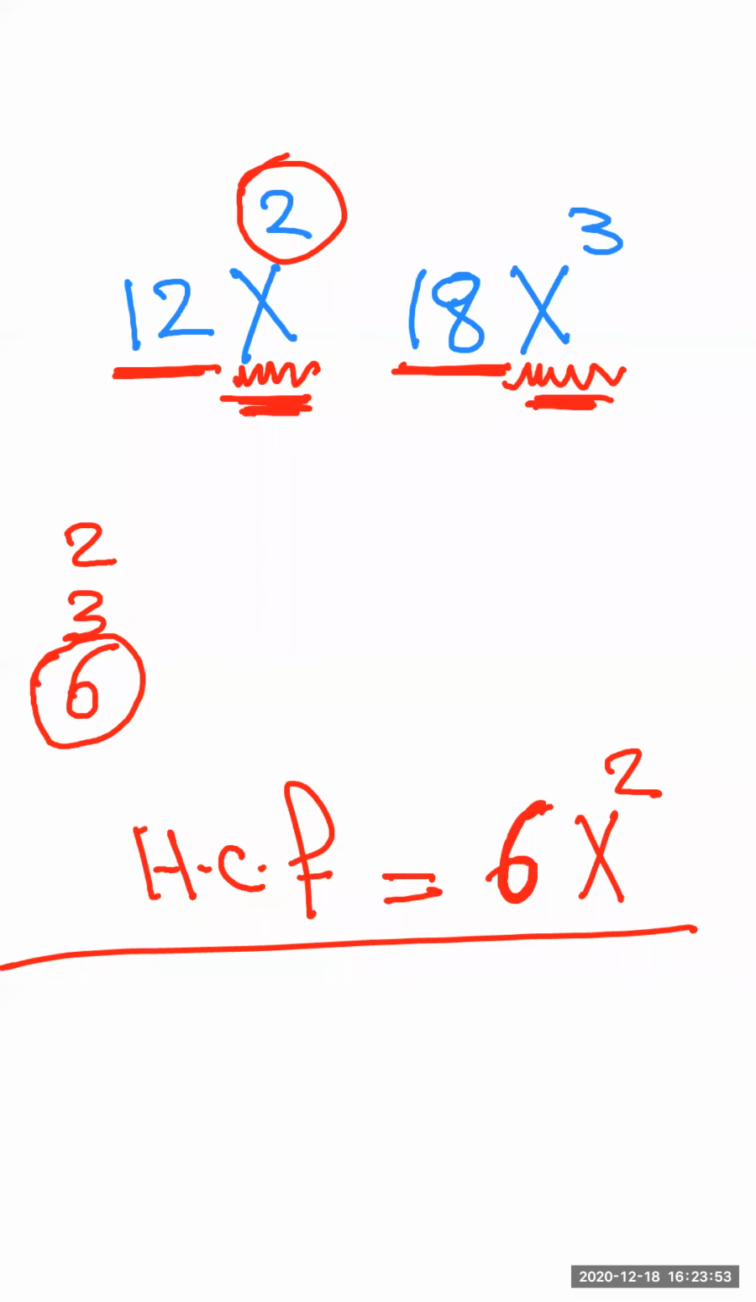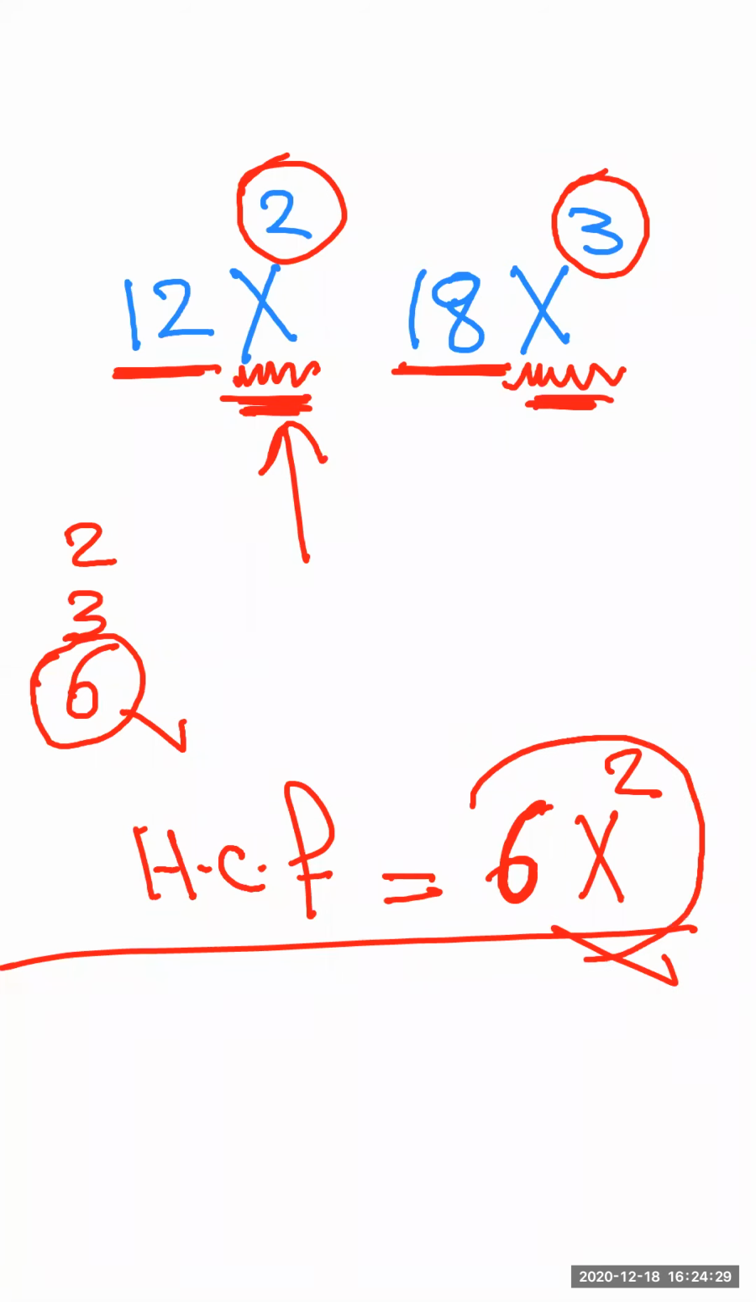So again, I said that 12 and 18, both of them are divisible by 6, which is the greatest or the highest common factor between 12 and 18. And the next point is to get the highest common factor between the variables. So between the variables x power 2 and x power 3, we have to choose the lowest or the smallest index. So here x power 2. So the highest common factor will be 6x power 2.